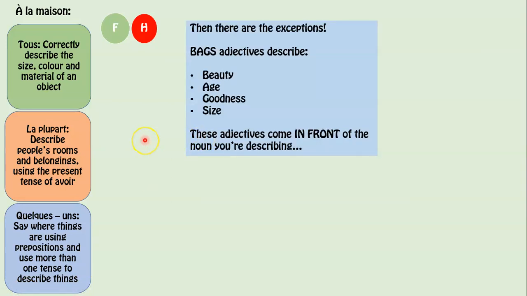Okay, so I've just told you that all adjectives have to come after the noun, which is something you already know, but there are exceptions. There always are in French. We call the exception to the rule BAGS adjectives, and they describe beauty, age, goodness and size. And these adjectives come in front of the noun you're describing.